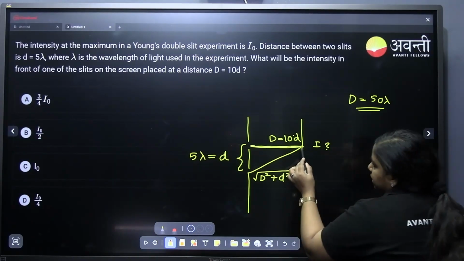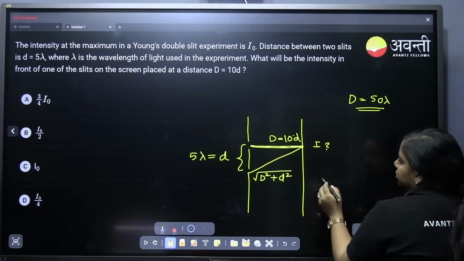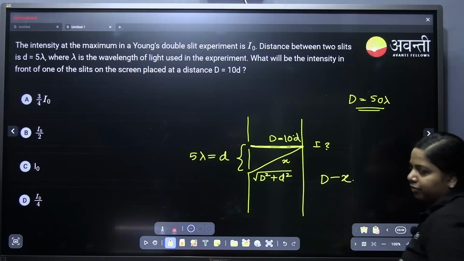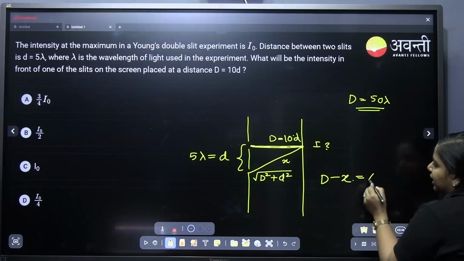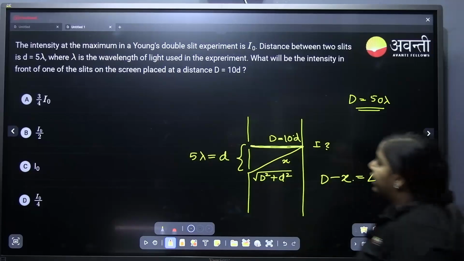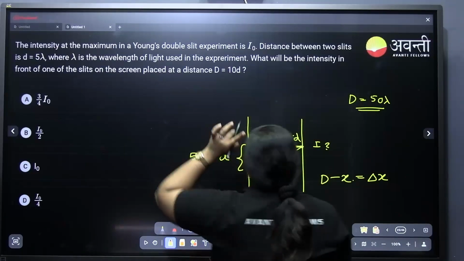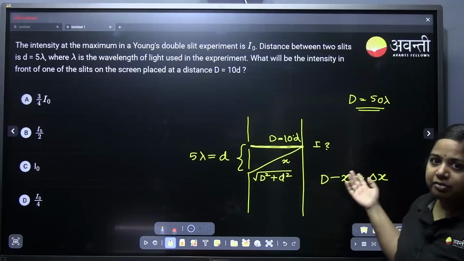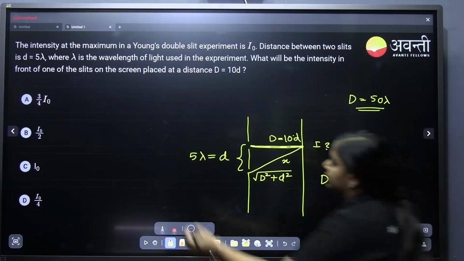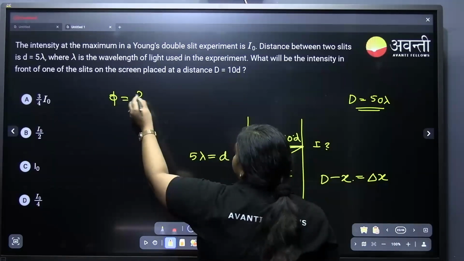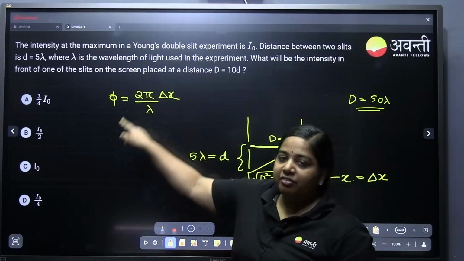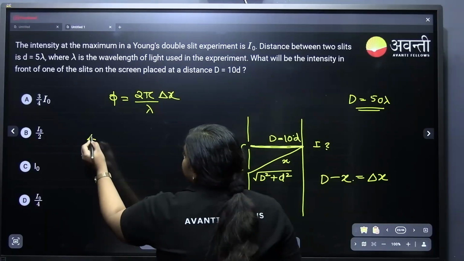Anyway, at this point we have to find the path difference. Let's say this distance is equal to x, then D minus x we have to find. That will be equal to our path difference delta x. If you can find the path difference, then you can find the phase difference. Delta phi equals 2 pi by lambda into delta x. After finding the phase difference, you can find the intensity.